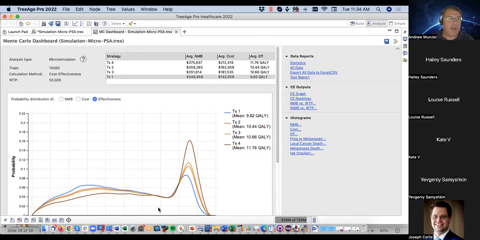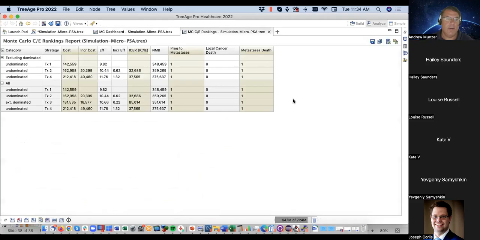And now with a better understanding of the overall analysis, we can start saying, all right, now what I really want is the rankings. And I see that treatment 3 was dominated, treatment 1, 2, 4 were not. Right, but treatment 4 was the optimal strategy because the ICER, both from here to here and from here to here, was under 50,000. So treatment 4 is the optimal strategy with the highest net benefits.